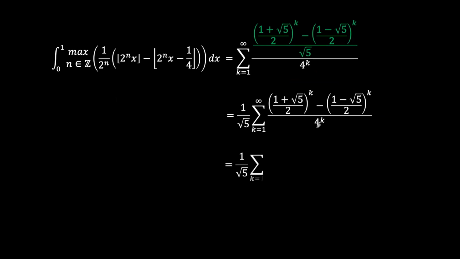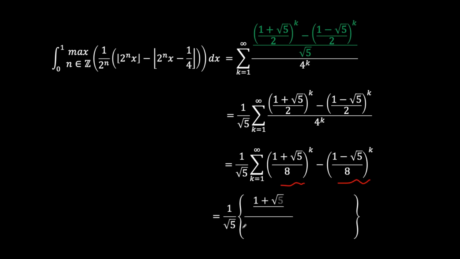So let's pull this 4 in. So we have (1 plus root 5 over 8) to the power k minus (1 minus root 5 over 8) to the power k. So this is a geometric series. The initial value will be this to the power 1.